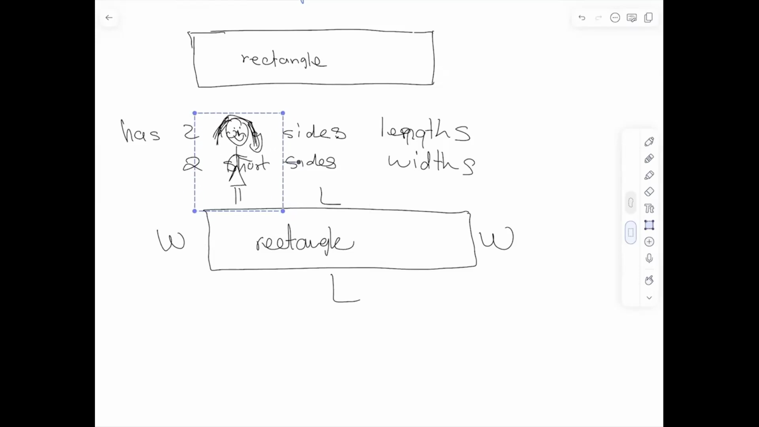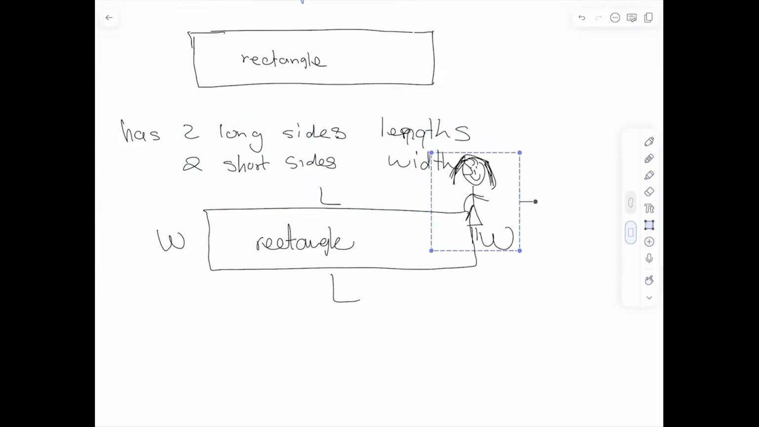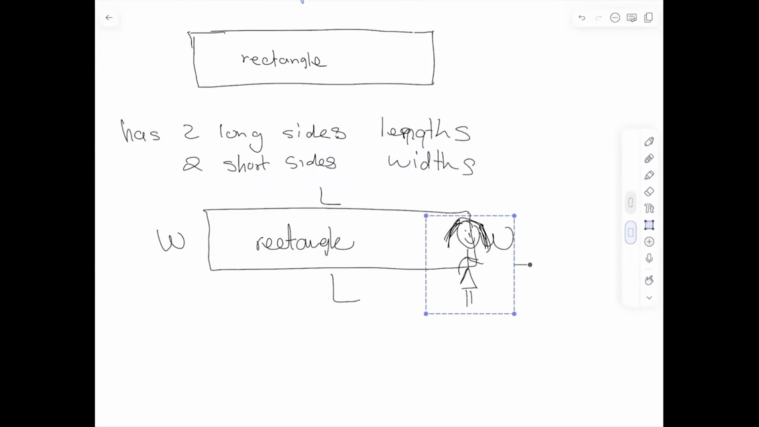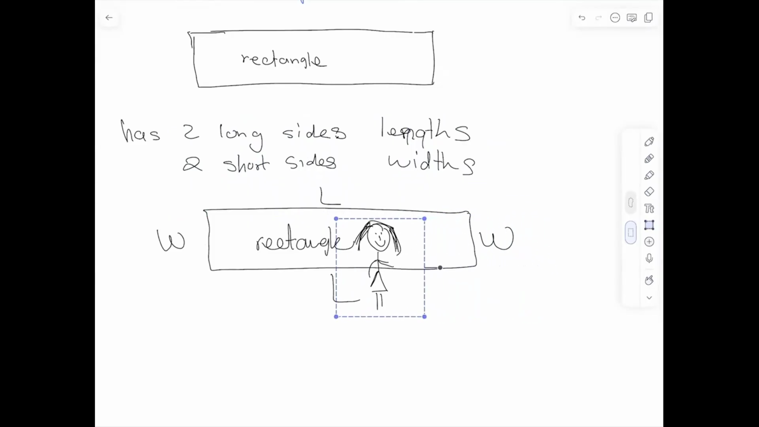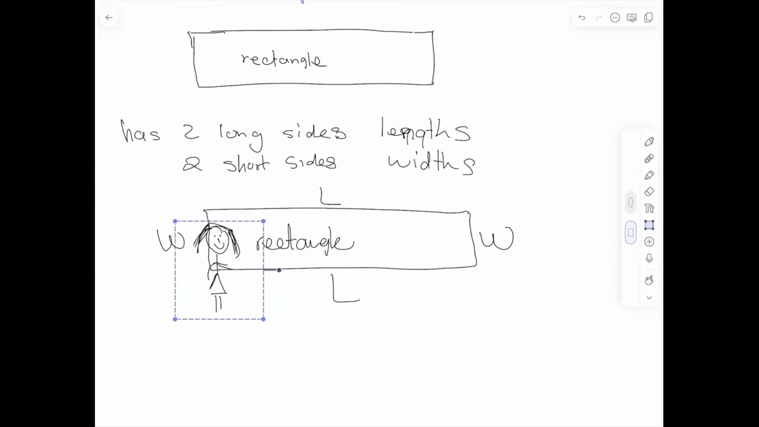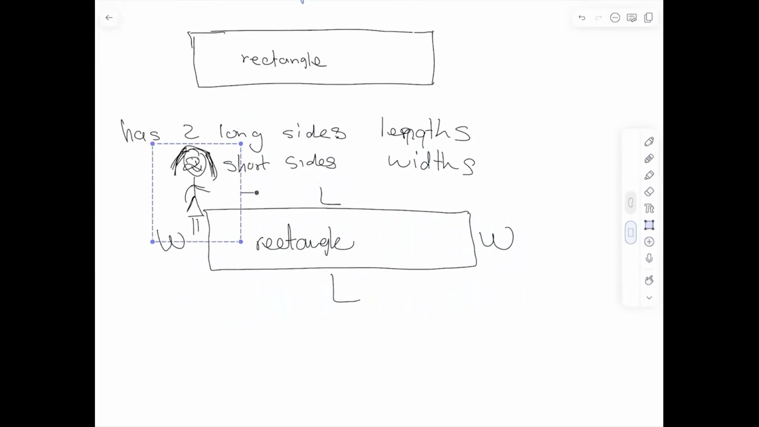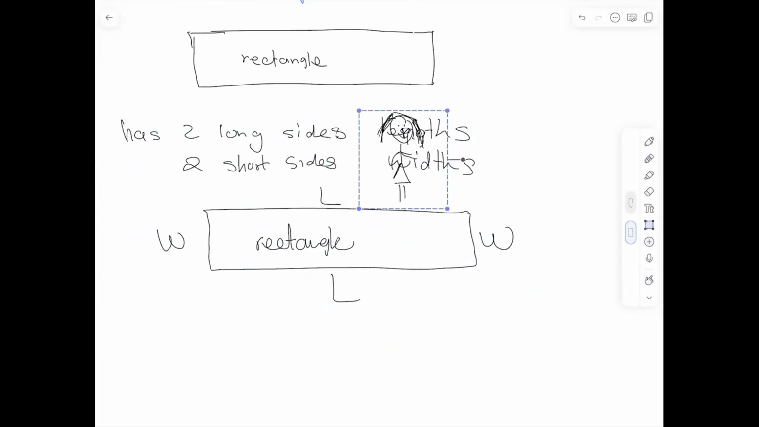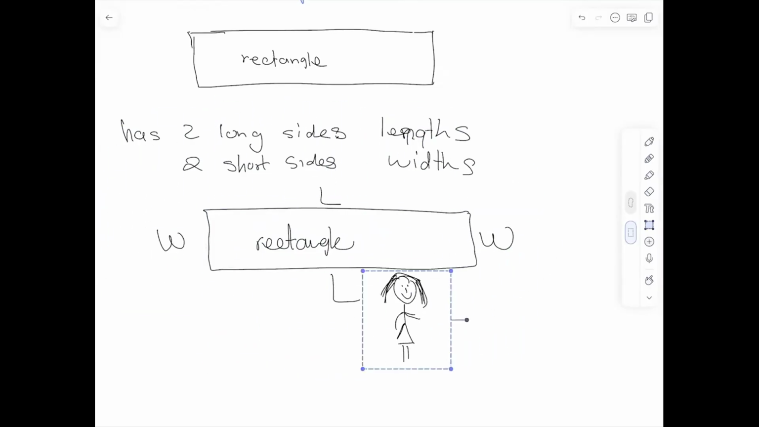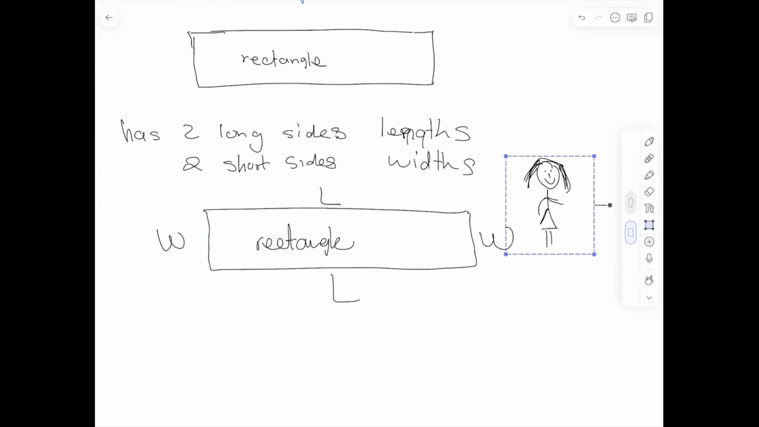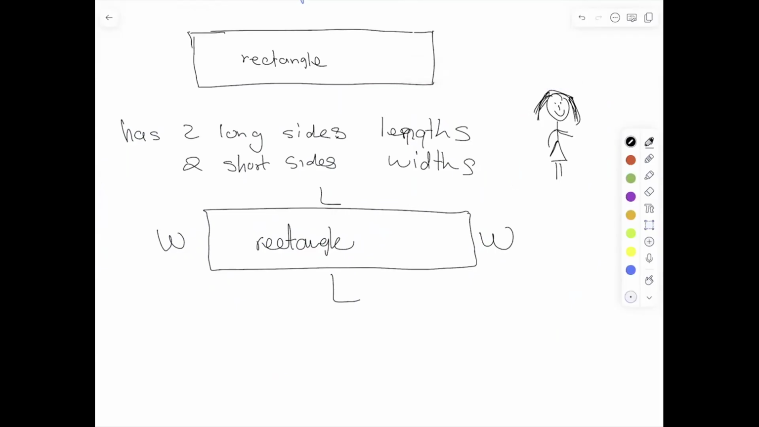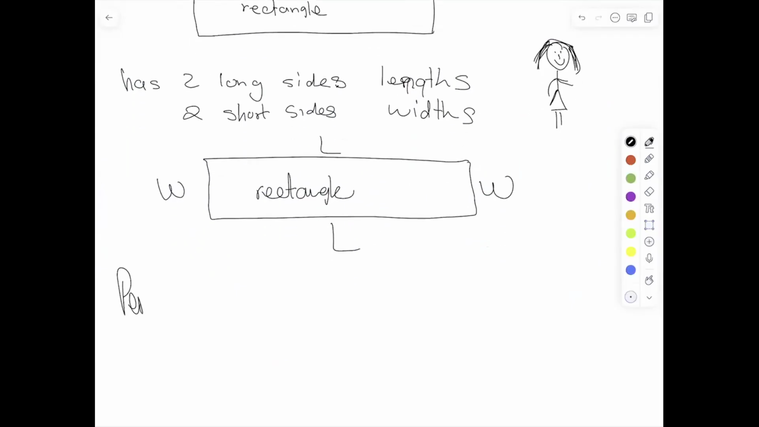Okay, now I am walking the length of the rectangle. Now I'm walking the width of the rectangle. I'm walking the length of the rectangle. Now I'm walking the width of the rectangle. What did I just walk? What is this called? Starts with a P. Perimeter. Correct. Perimeter is you walking the fence.